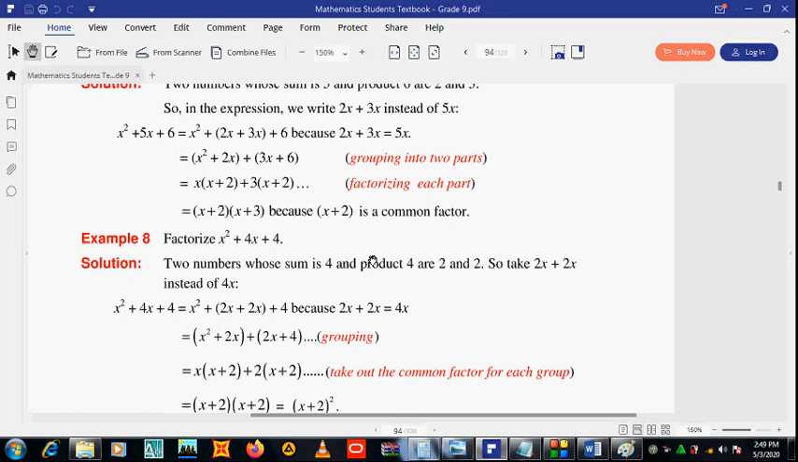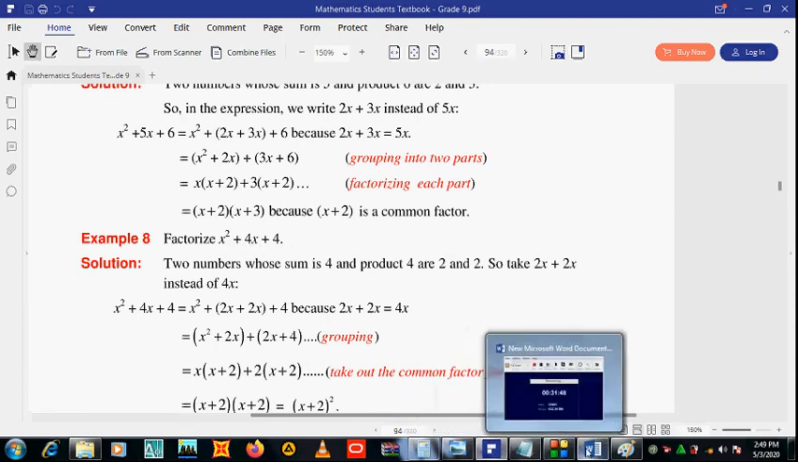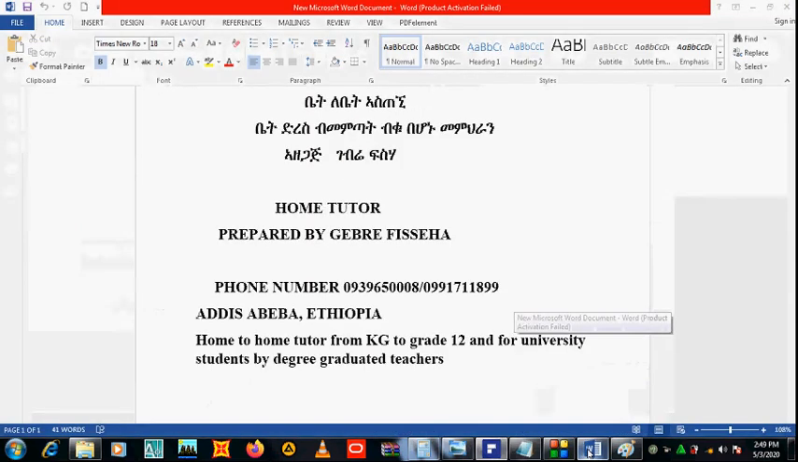Page 88, Example 8. Factorize x squared plus 4x plus 4. I'll give you 1 minute for this.